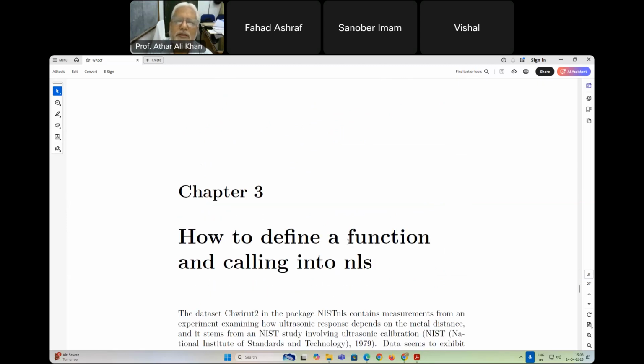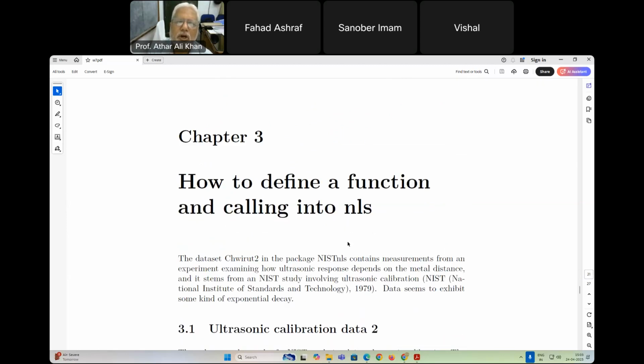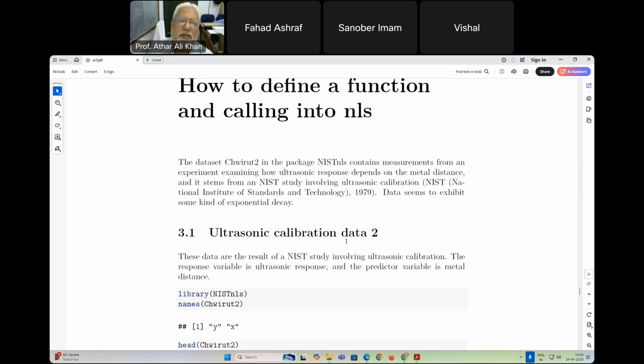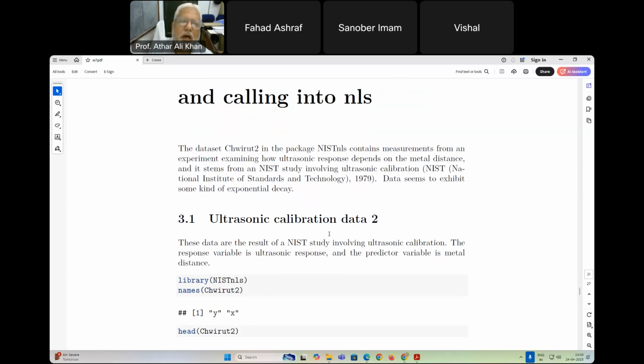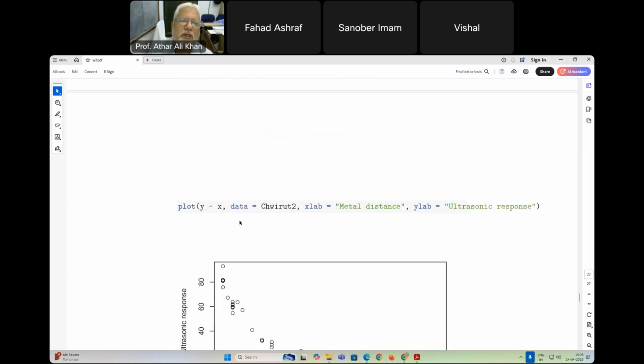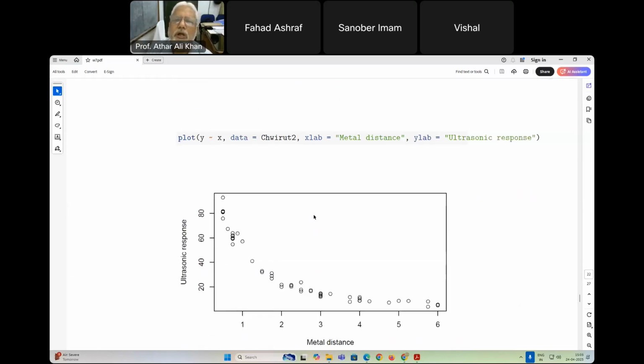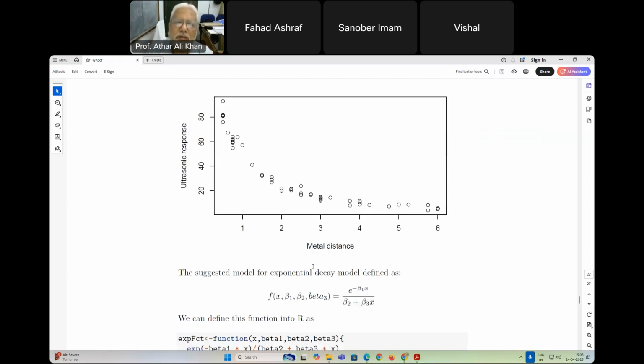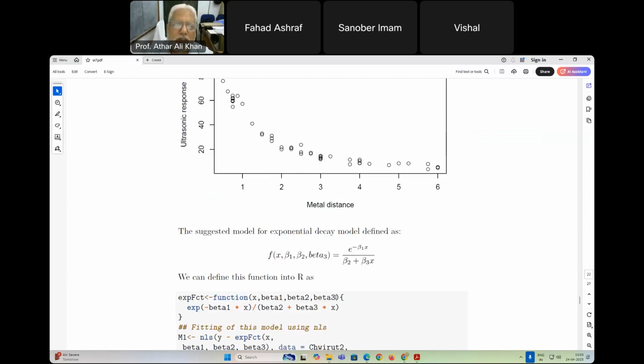How to define a function and call it in nls. See here, ultrasonic calibration data 2. Here, plot y versus x, data is equal to ChemRoot2 x log. So this is the data. And we have proposed a nonlinear model to fit this data. This is the nonlinear model.